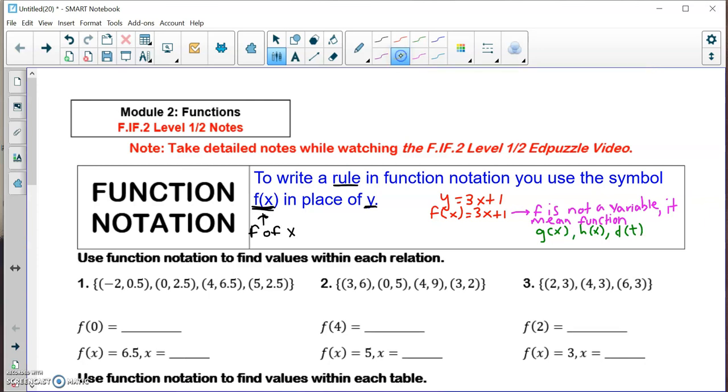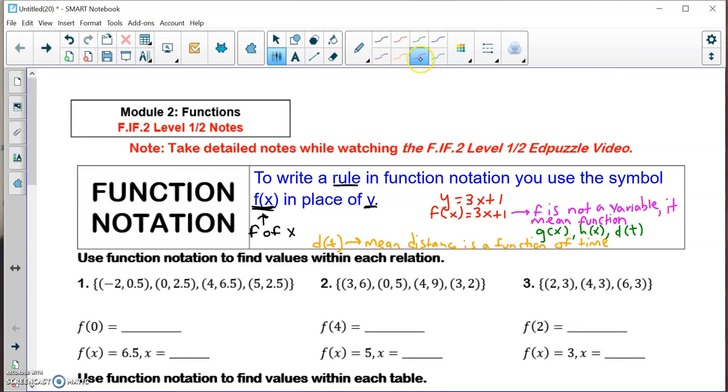And now the reason why we use function notation is because, for example, let's use the d of t. This statement right here, d of t, what that means is distance is a function of time. So that's just a short way of saying that distance is a function of time.